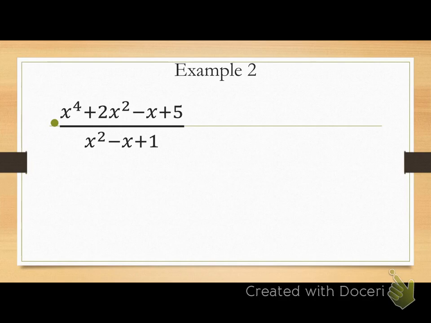X to the fourth plus 2x squared minus x plus 5, divided by x squared minus x plus 1. So what goes under the division sign? Top or the bottom? Top, because it's the top divided by the bottom, right? So my bottom is going to go outside, so I'm going to go ahead and write that one first.